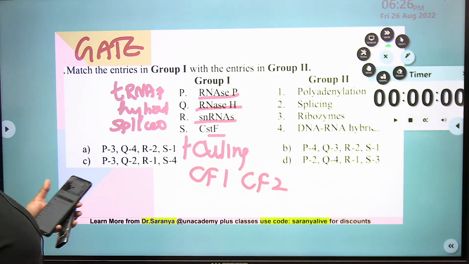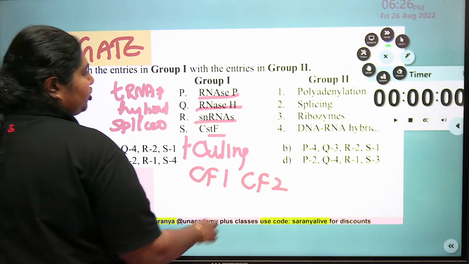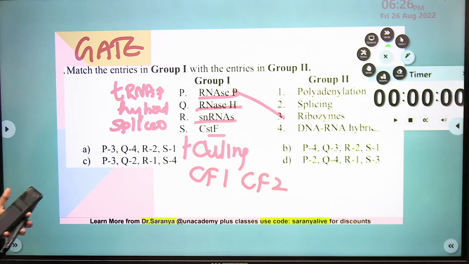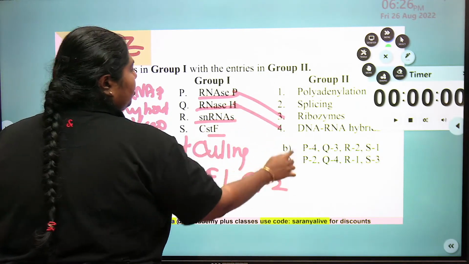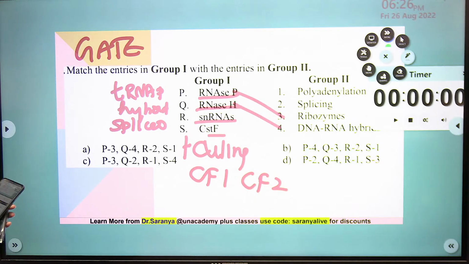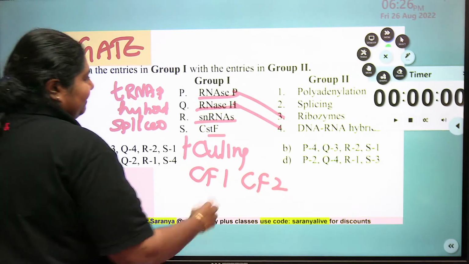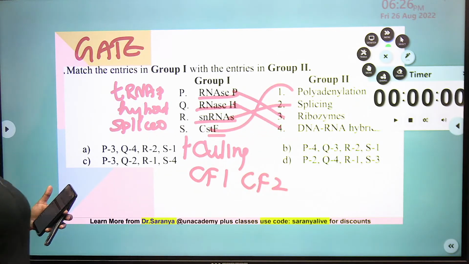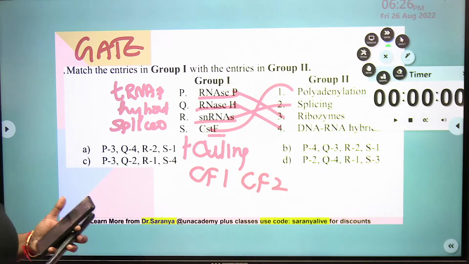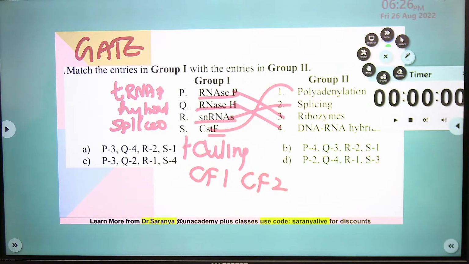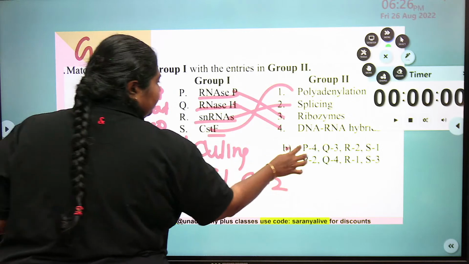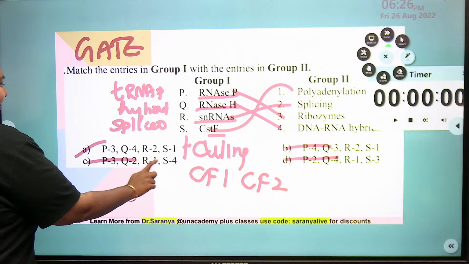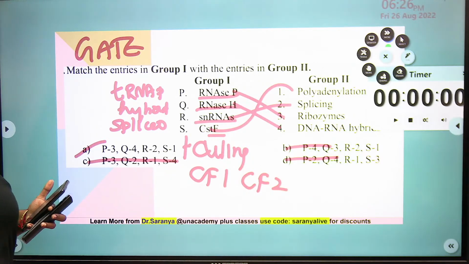So, RNase P should go with your ribozyme. It trims your leader. RNase H is your DNA-RNA hybrid gone. snRNA is involved in splicing, and cleavage stimulation factor is with your polyadenylation, right? So which is the correct answer? 1 is 3. By that, these two get eliminated, and Q is 4, so A got selected. Got it? Everybody in this class, is it clear?